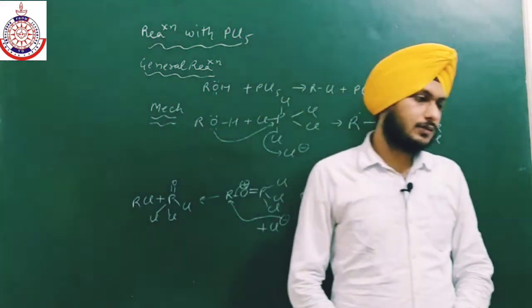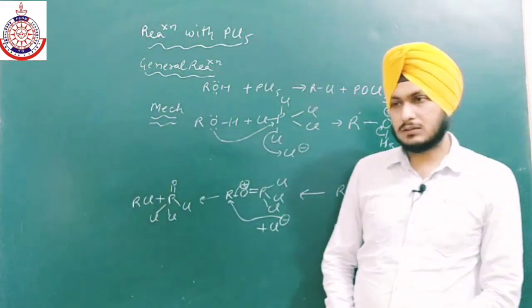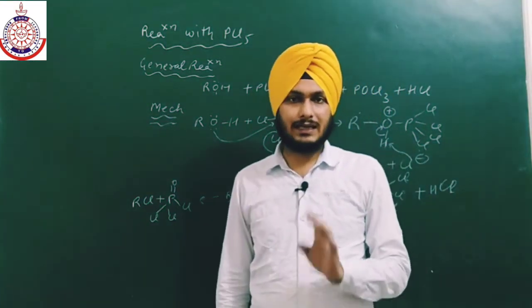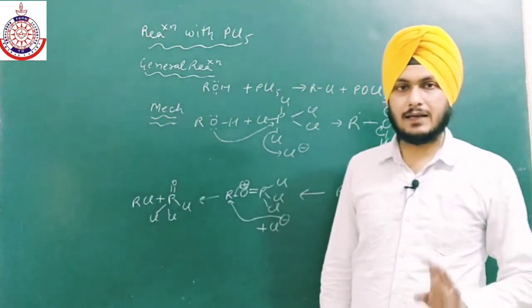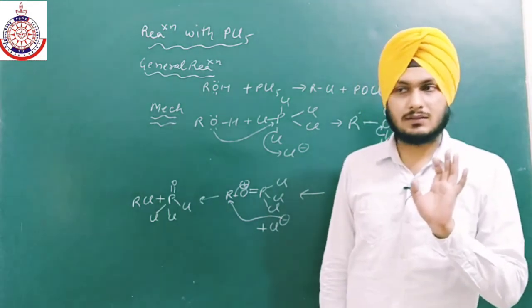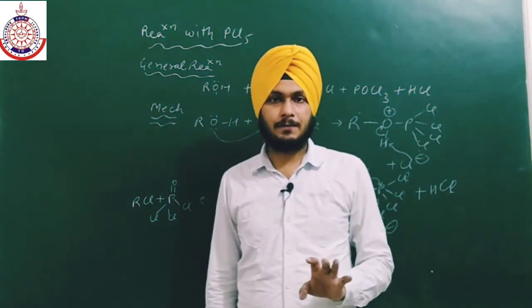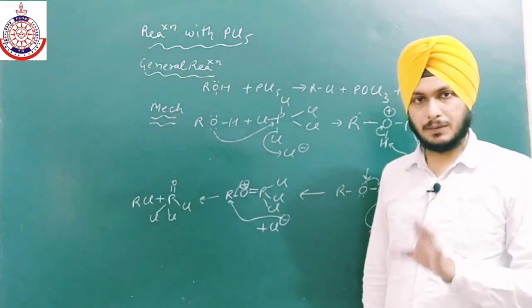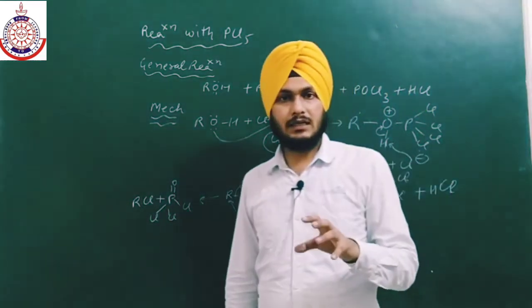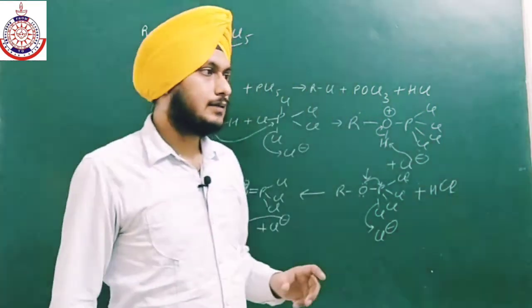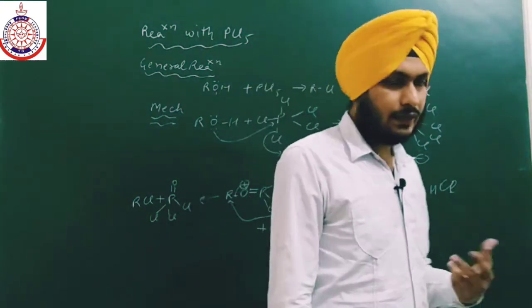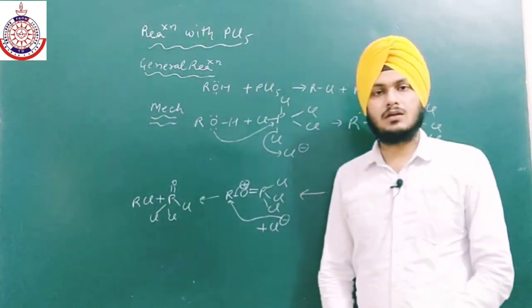Now we will discuss the last reaction with SOCl2. This reaction is most convenient because in this reaction the byproducts are gaseous, so they will easily leave and we will get the product in the pure state. The yield is quite high. That is why this last method is quite convenient as compared to the other methods.